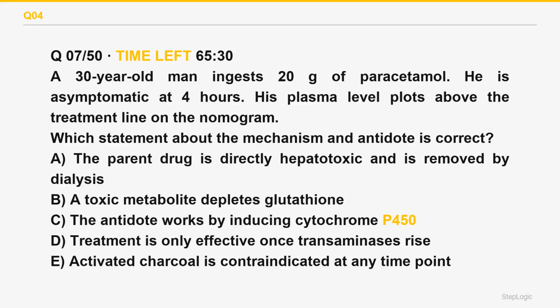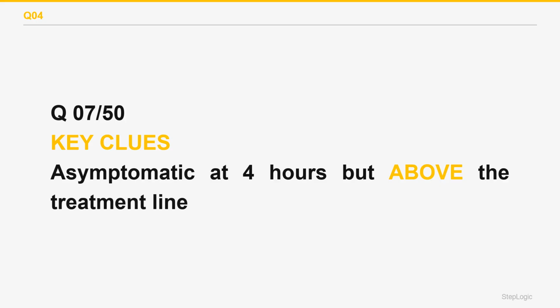Which statement about the mechanism and antidote is correct? A 30-year-old man ingests 20 g of paracetamol. He is asymptomatic at 4 hours. His plasma level plots above the treatment line on the nomogram. Read the command, the mechanism, and the antidote. Paracetamol toxicity is a story about a metabolite, not the drug itself.